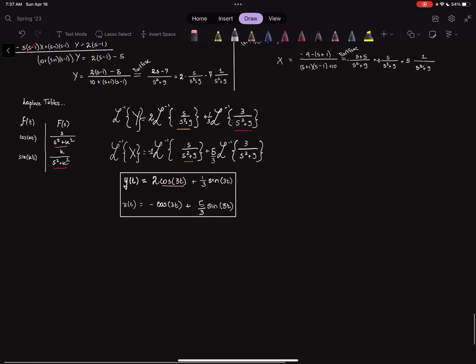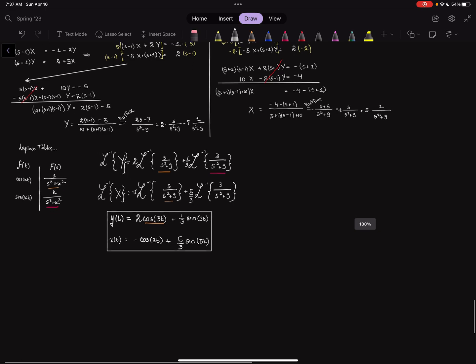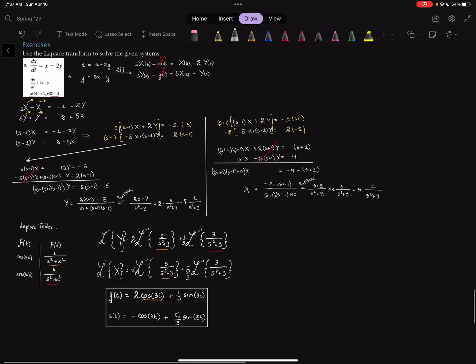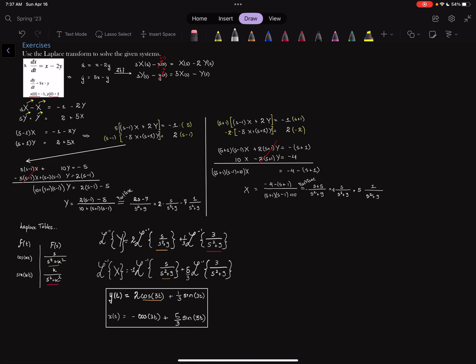So you see how maybe it was a little bit longer than other methods, but it's definitely less demanding because it uses algebra. And so you don't really see a lot of integration or using other methods. It's just algebra and keeping track of your things.